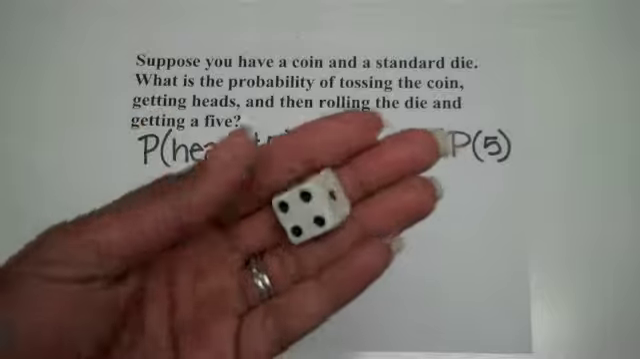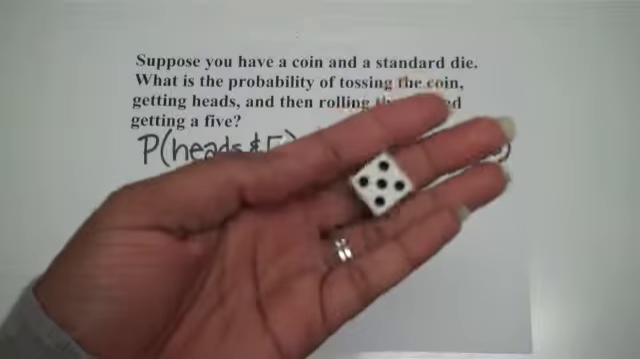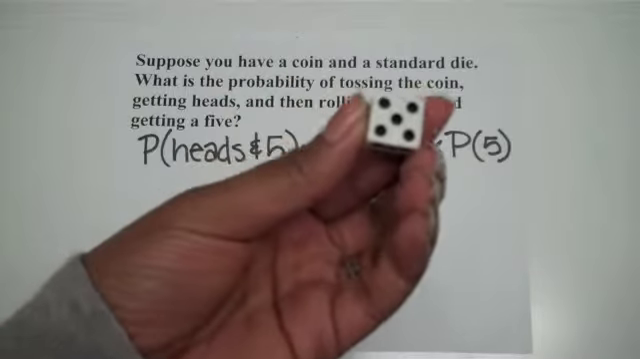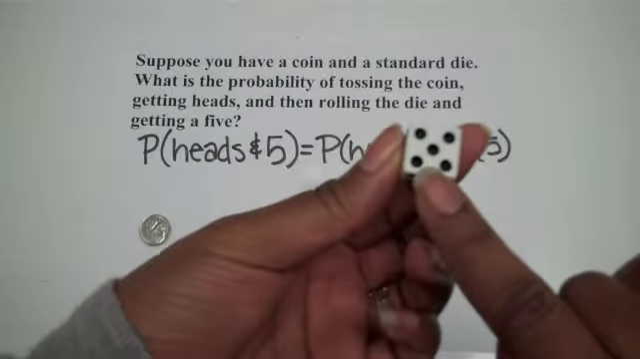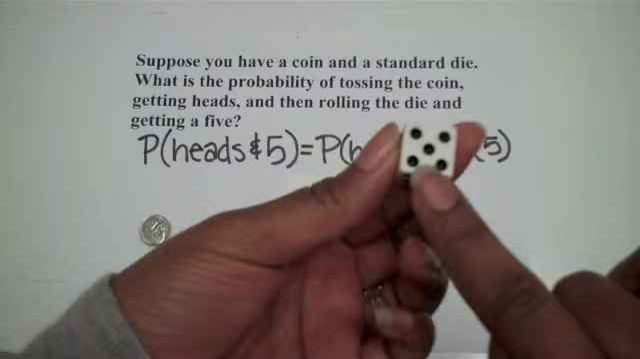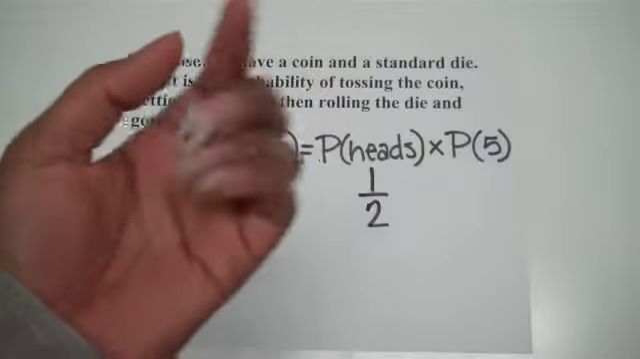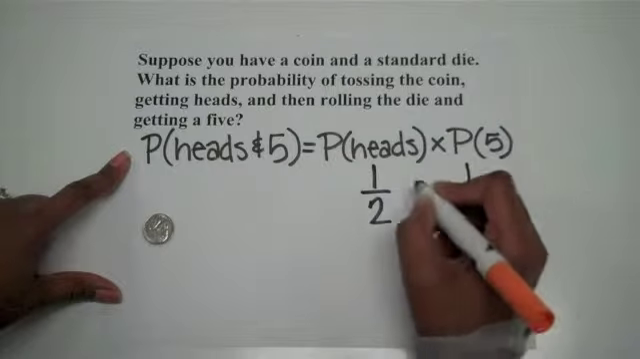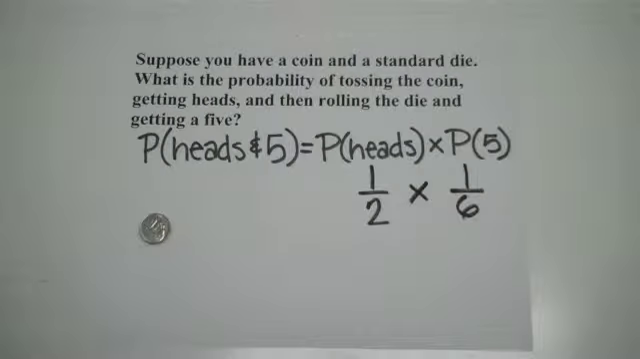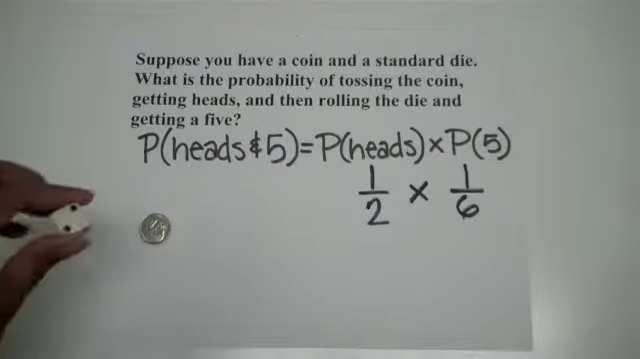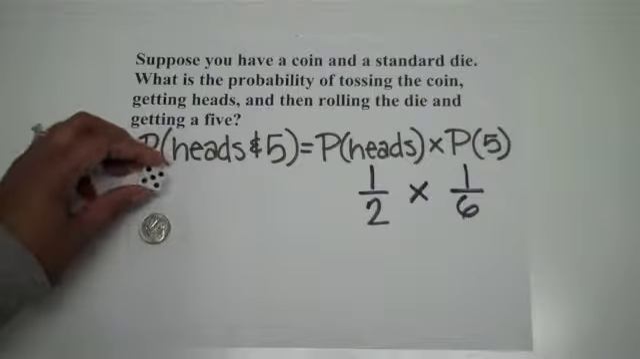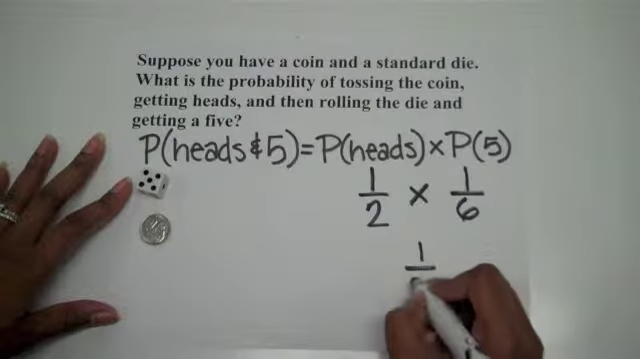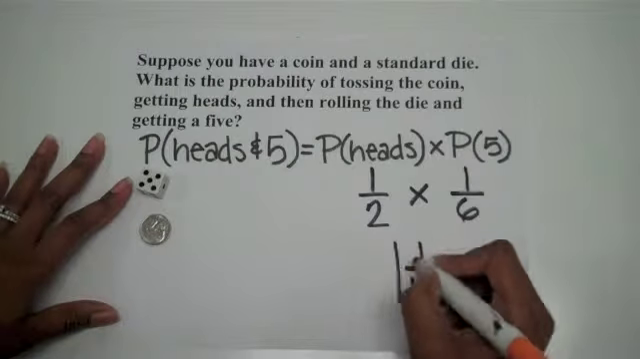When I'm looking at a standard die, my standard die has 6 different sides. Okay? Well, there's only one side that has 5. So that's 1 out of 6 possible outcomes. So my probability of getting a 5 is 1 out of 6. And all I have to do to get my probability of getting both events would be to multiply 1/2 times 1/6 to get a probability of 1/12.